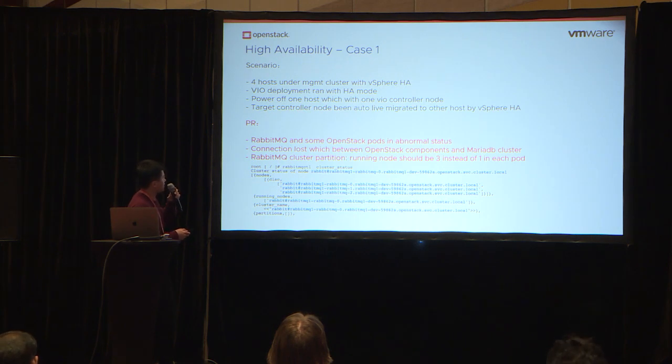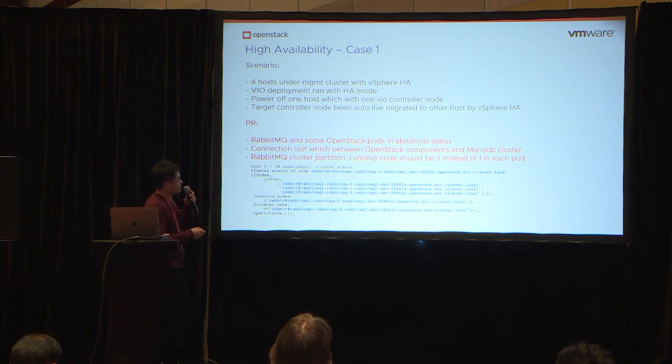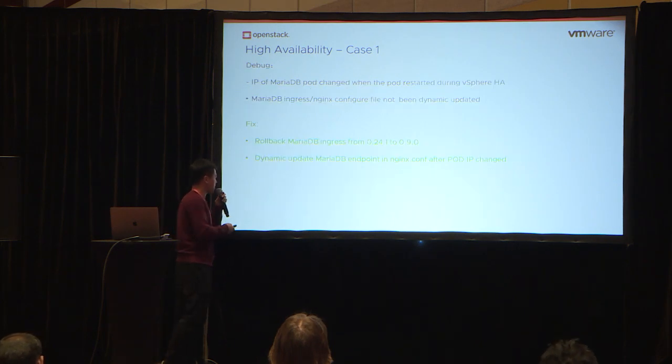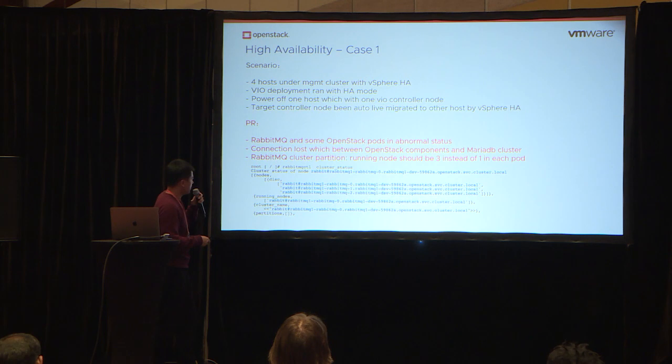But we had some issues here. First, when we checked the services, we found the RabbitMQ and OpenStack components were in abnormal status. The connection between the OpenStack components and MariaDB was lost, and the RabbitMQ cluster is partitioned, as you see here. Each RabbitMQ node thinks it is the master. Actually, there are 3 nodes in the RabbitMQ cluster, but only 1 alive on each pod.